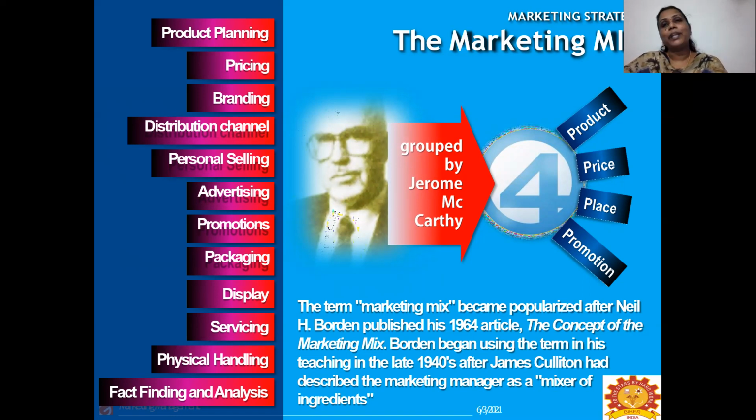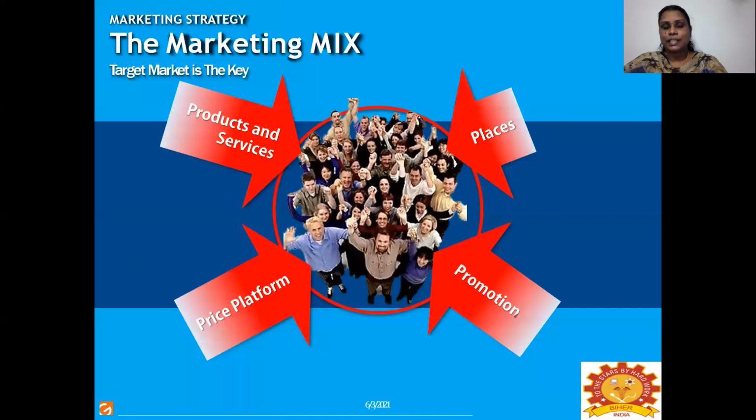And then we have the place. The place is all about the channels, the coverage, the assortments, the location, the inventory, and transport. So logistics plays a heavy role when we talk about the place. The place is nothing but ensuring that your product is available at the right time to the right consumer at the right place. So this is the marketing mix.